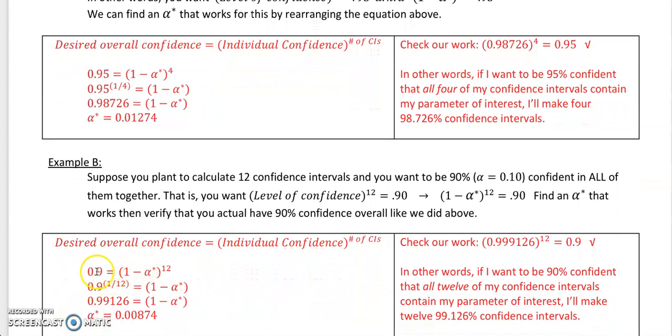I'm going to take 0.9, what confidence I want, set it equal to my individual confidence levels to the 12th power. And then I'll take both sides to the 1/12th power. When I calculate out this side, I get 0.99126 equals 1 minus alpha star. And this is telling me that if I want to be 90% confident that all 12 of my confidence intervals contain my parameter of interest, I need to make 12 99.126% confidence intervals.